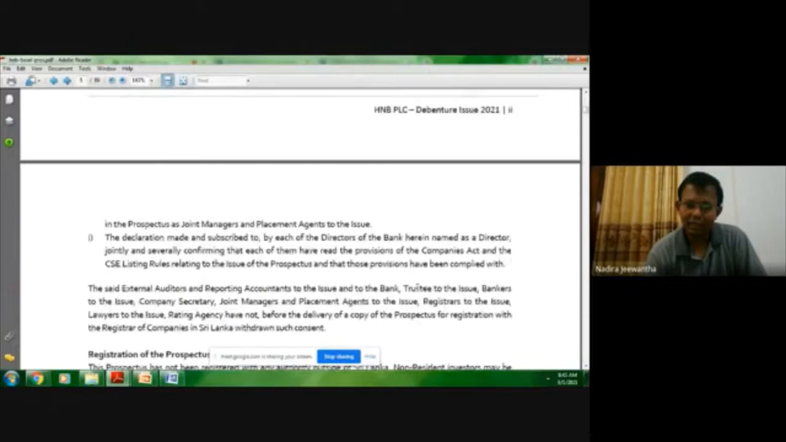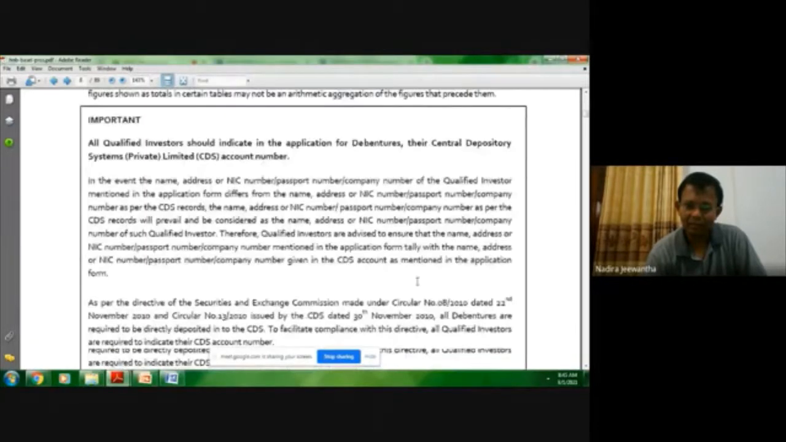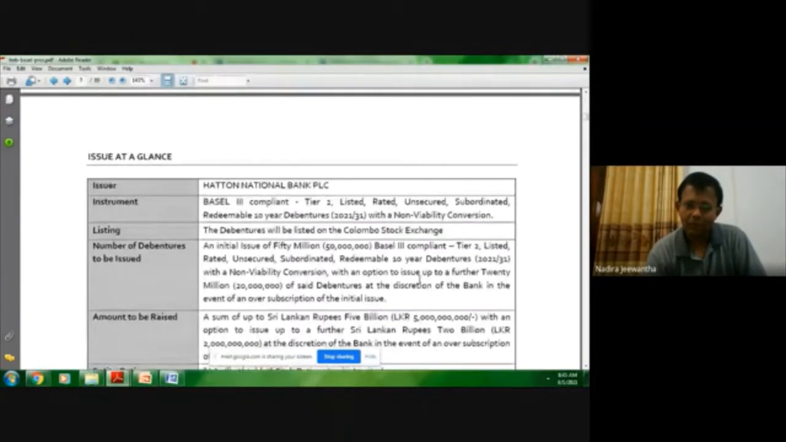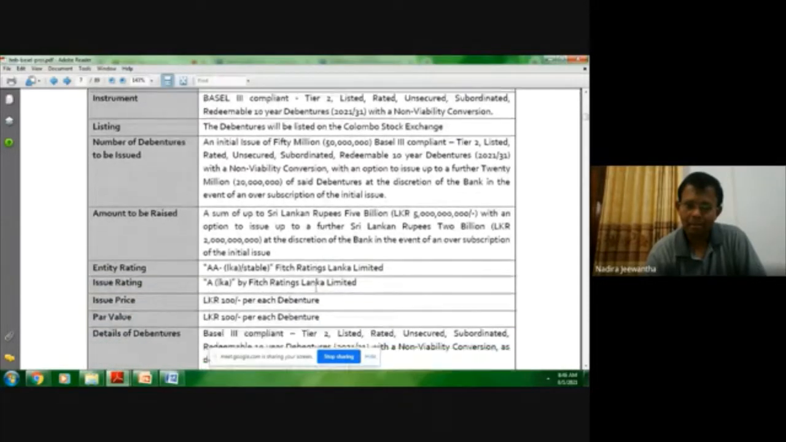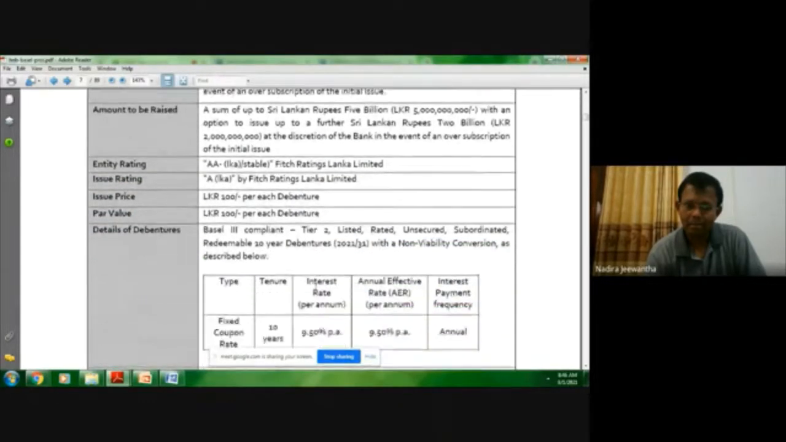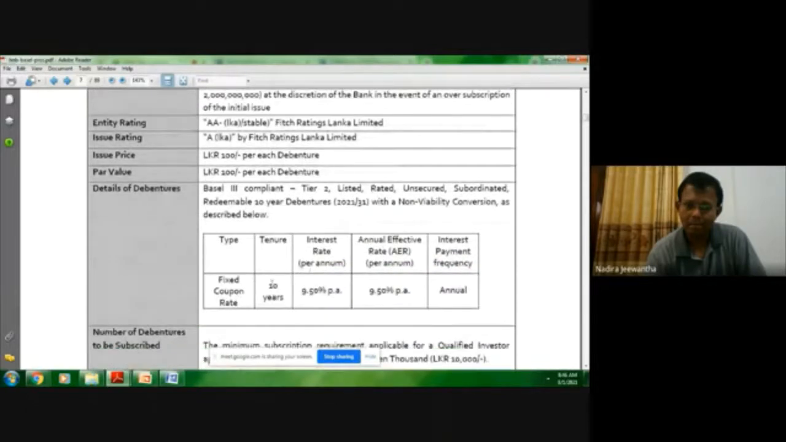Now this particular debenture, now see. Tenor is 10 years. If you invest in it today, you are holding it for 10 years. So today is 2021, so basically 10 years means until 2031.